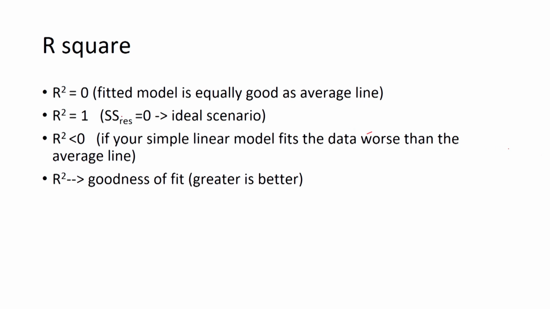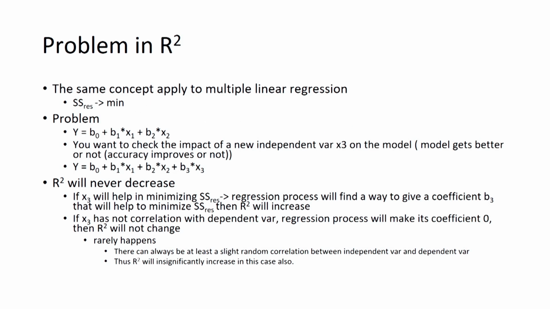When R square is 1, this happens when SS residual is 0. This is the ideal case. And if R square is less than 0, it means your model is worse than the average line. So, R square is the metric that gives the goodness of fit. If its value is large, then you can say that your model is better. But there is one problem in R square, and because of that there is another metric, adjusted R square. We will see that in the next class.